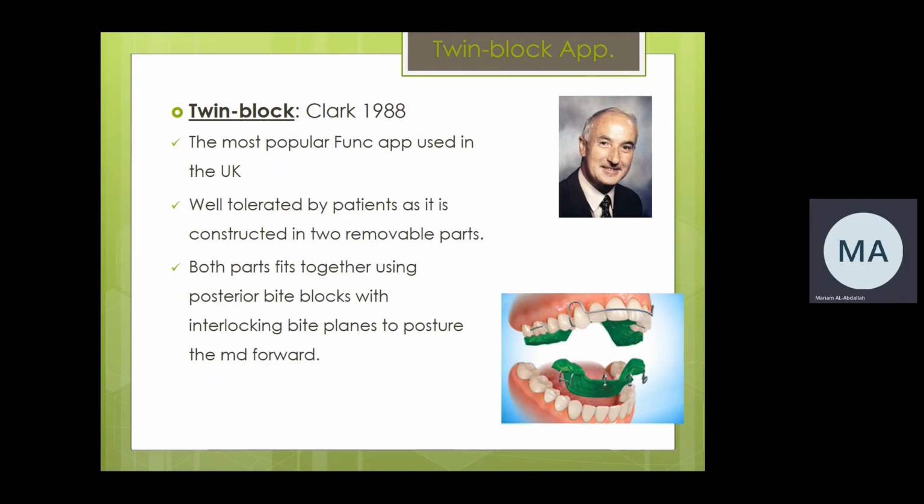Twin block was introduced by Clark in 1988, and it was the most popular functional appliance used in the UK. This is a survey that was done maybe 20 years ago. Still, it is a commonly used functional appliance in the UK. It is well tolerated by the patient. It's a patient-friendly appliance, and it is made of 2 pieces, 2 blocks, an upper one and a lower one. Both parts are fixed together when the patient bites his teeth together using posterior blocks. So when the patient bites his teeth together, these blocks will force the mandible forward.